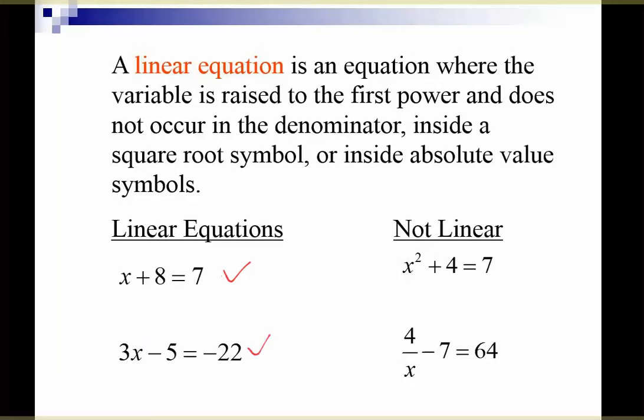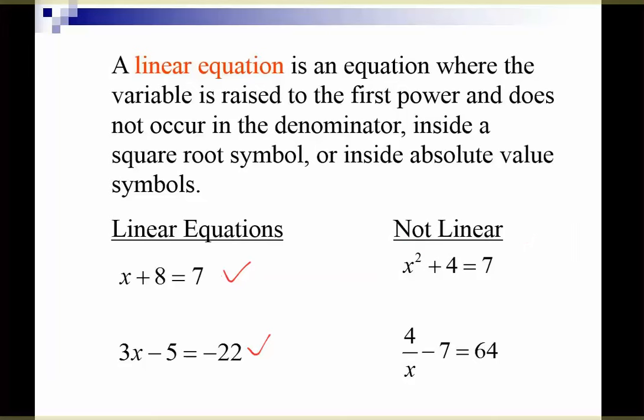All right, let's look at the ones that are not linear. x squared plus 4 equals 7. Could you tell me why this one is not linear? What is it about this equation that makes it not linear? It's this right here. That's the power of 2. All of the other ones on the left are raised to the power of 1. When you raise the variable to the power of 2, you get something other than a line. This is actually going to make a parabola on the graph. And you probably worked with parabolas in middle school. So that one's not linear.